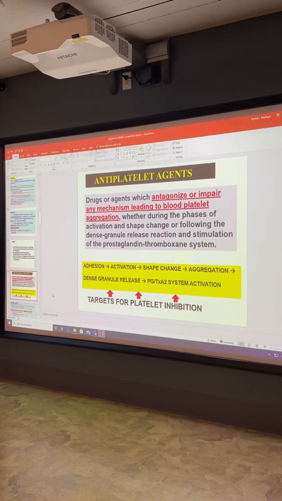Okay, now let's go to Brandy's favorite subject. She said the antiplatelet agents.